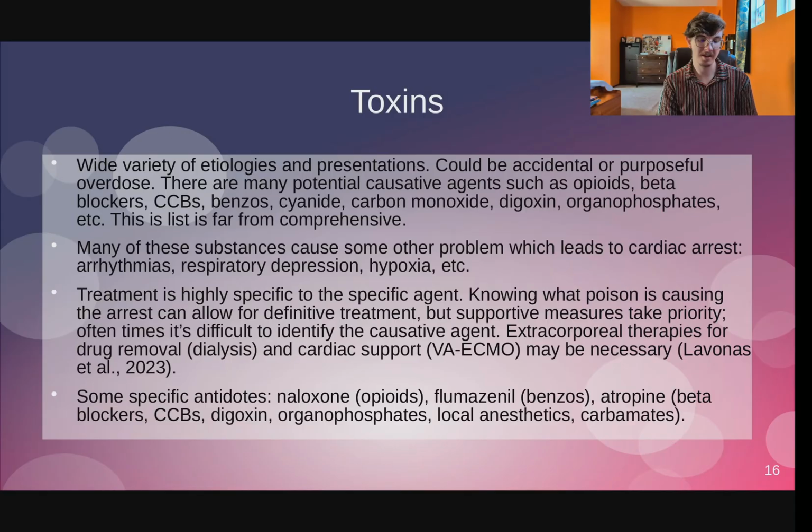Some specific antidotes here at the bottom of the page. We have naloxone for opioids, we have flumazenil for benzodiazepines, and we have atropine for actually quite a few different things: beta blockers, calcium channel blockers, digoxin, organophosphates, local anesthetics, carbamates, and those, once again, are just a few of many different agents. A toxin-induced cardiac arrest is fairly rare, but there's so many different things that can cause it. You have to kind of rely on the patient's history of present illness, right? What's going on in order to really figure out what they were poisoned with.